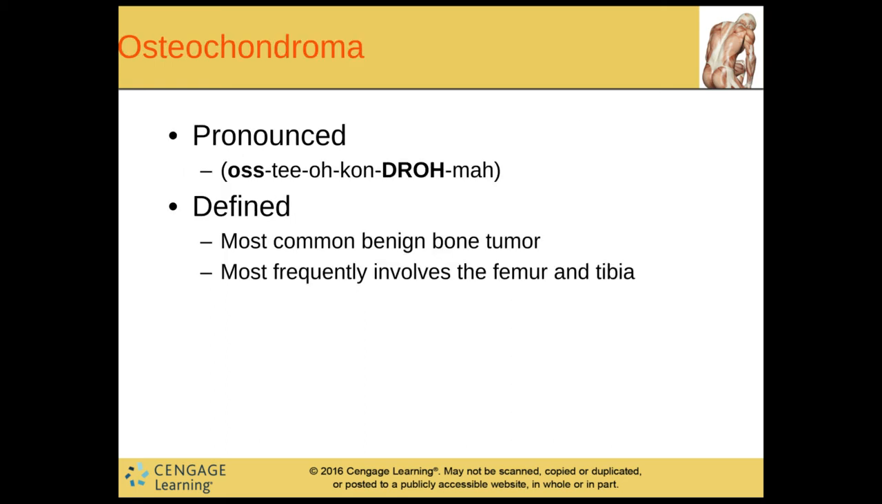And then we have osteochondroma, right? So this is the most common benign bone tumor. So thinking of benign, benign means not cancerous, okay? And this is most frequently involving the femur and the tibia.